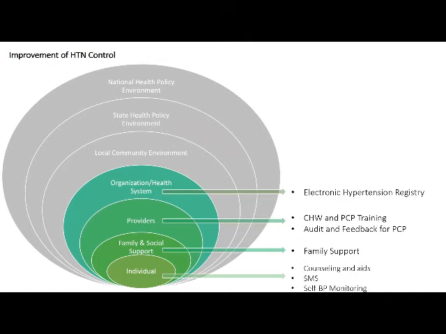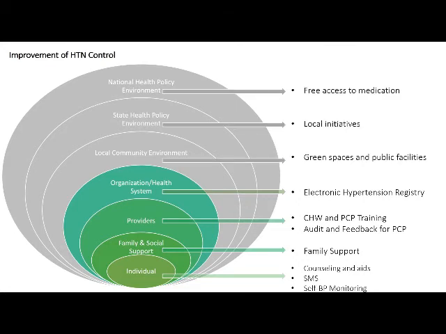At the patient level, we provided individual counseling, self-blood pressure monitoring, and text messages on healthy habits and adherence to medication. We incorporated family members as part of the intervention as well. At the provider level, community health workers and primary care physicians received specific training, and primary care physicians received audit and feedback about their patients' blood pressure values as well. Finally, at the health system level, we created an electronic registry.